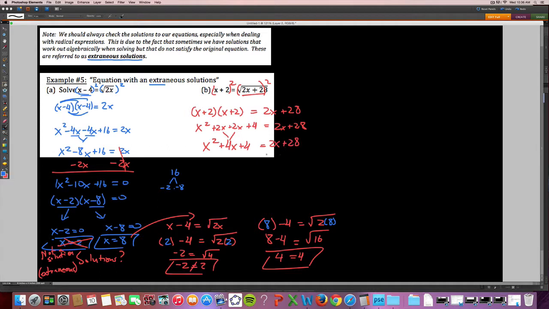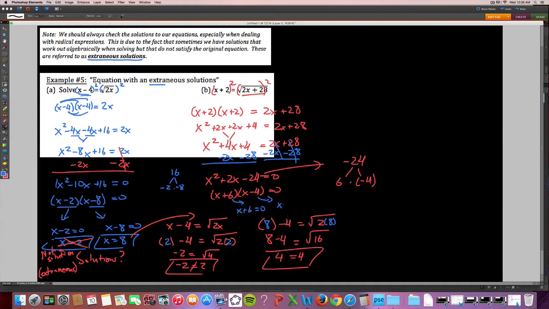Now the trick here is we've got to clear an entire side. It's easier to clear the entire right side at once. So we take away 2x from both sides and take away 28 from both sides, and we're left with x squared plus 2x minus 24 equals 0. This is great because we get another trinomial with an a value of 1. We need two factors of negative 24 that add up to positive 2, which would be positive 6 times negative 4. So our factors are x plus 6 and x minus 4 equals 0. Setting each factor equal to 0, we get two solutions: x equals negative 6 and positive 4.